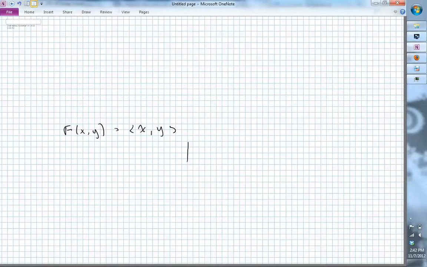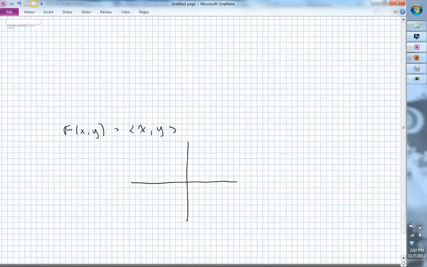And let's see how this actually works. So here's the x-axis, here's the y-axis. The way that a vector field works is you pick a point. Let's pick that point right there. The coordinates of that point are 1, 1. X equals 1, y equals 1.